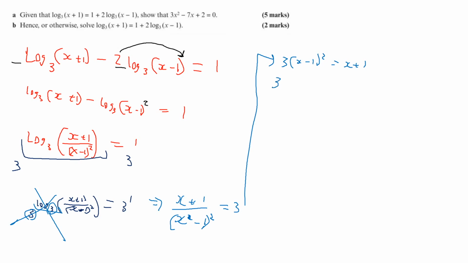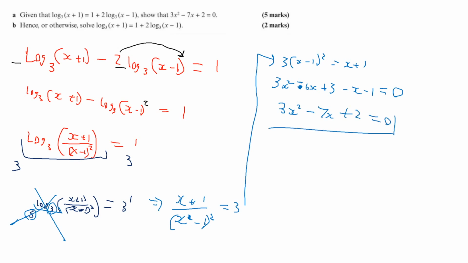Let's expand the bracket. So that's 3 times x squared minus 2x plus 1, minus x minus 1, because we want to make it all equal to 0. And you should get your answer of 3x squared minus 7x plus 2 is equal to 0. Okay, so all we did was manipulate the log rules and the fundamentals of how logs work.